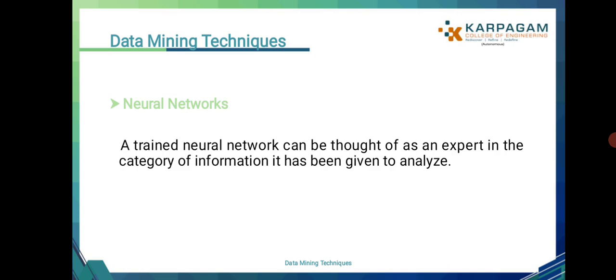First technique is the neural networks. A trained neural network can be thought of as an expert in the category of information it has been given to analyze. Neural networks have the remarkable ability to derive meaning from complicated or imprecise data and can be used to extract patterns and detect trends that are too complex to be noticed by either humans or other computer techniques.